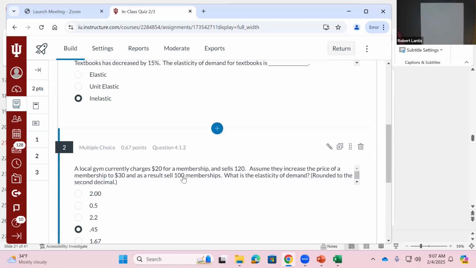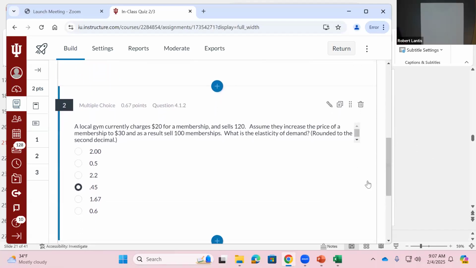Let's say instead, and these problems, even though we're working through them, are also there for review. These would be good things to go through before the exam or the quiz. So let's say I give you two prices. This gym is increasing their price from $20 to $30 a month, and as a result, the memberships they sell go from 120 to 100. Now, if I wanted to find the price elasticity of demand here, I'm not giving you the percent changes. How can I find a percentage change?